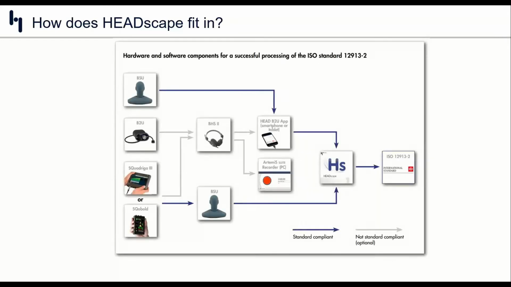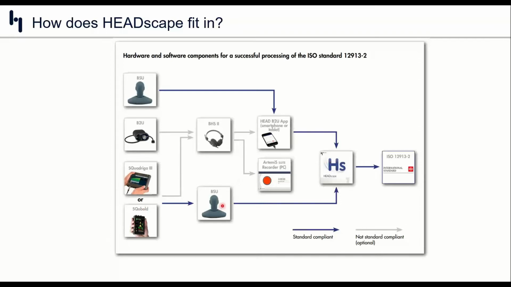So how does our software fit into the grand scheme of things in the soundscaping world? As you can see here in this flow chart, the hardware and the software, we have everything you need to be successful in implementing and testing for the ISO standard 12913-2. You will require, let me turn on my laser pointer, our low-cost head, the BSU. It will require an application for the smartphone or the tablet. And you'll need our HEADScape software.